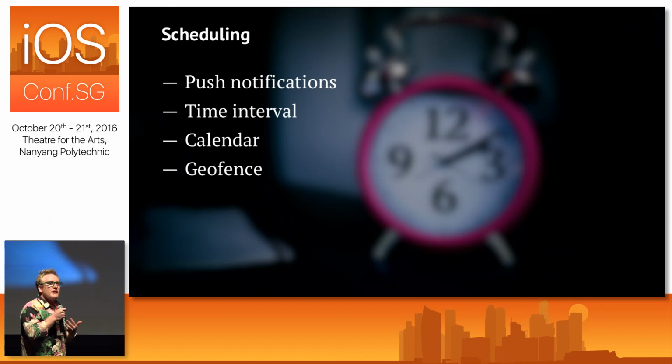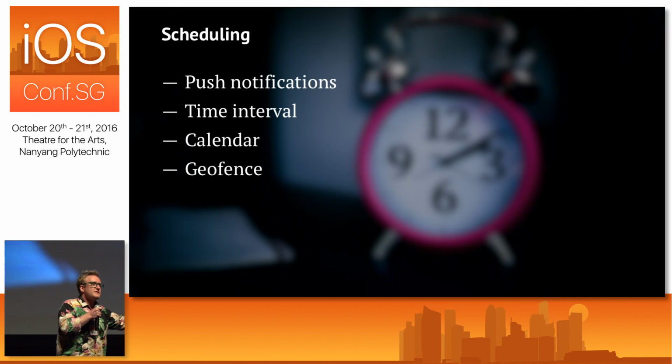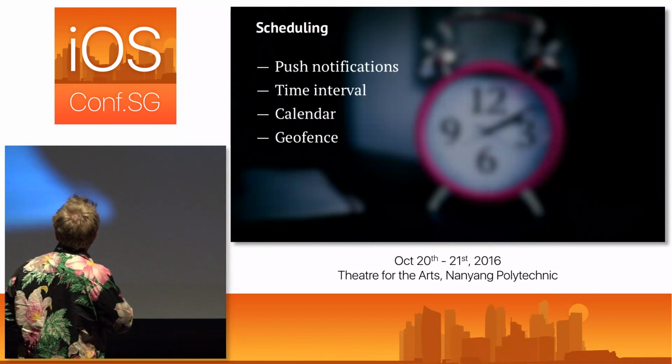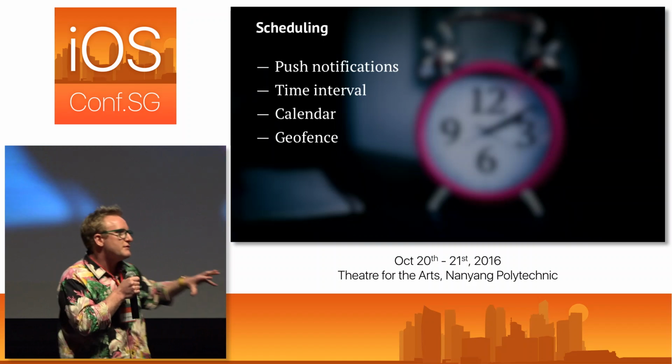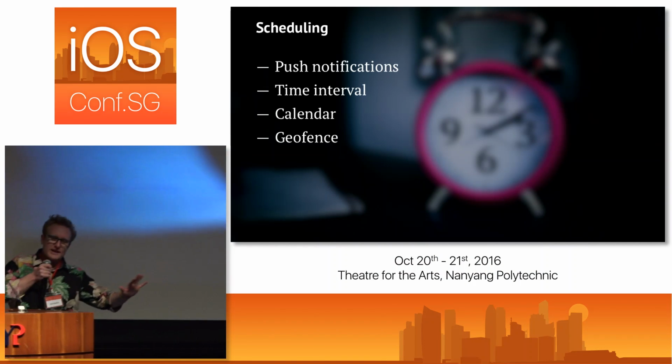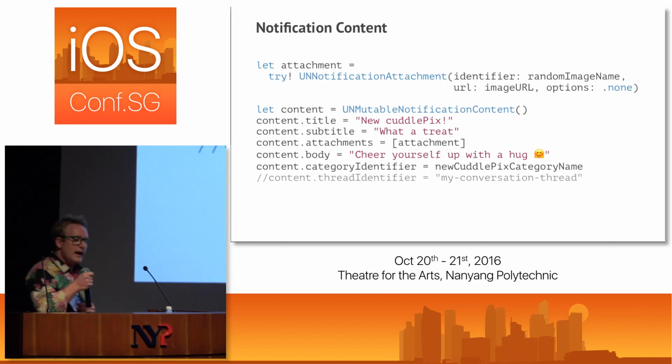Time interval, so we're saying, tell me in a minute's time, or tell me every minute. Calendar, tell me on the 21st of December. Or you can do recurring ones as well, so you can do the 21st of every month or something like that. And geofences, to do with location, when I arrive in an area or leave an area. So the functionality there hasn't changed at all. How do you go about it?